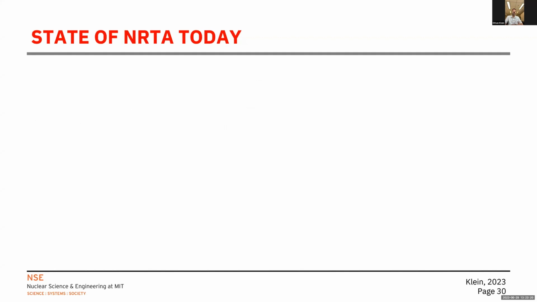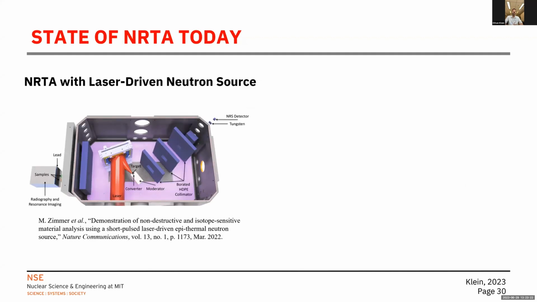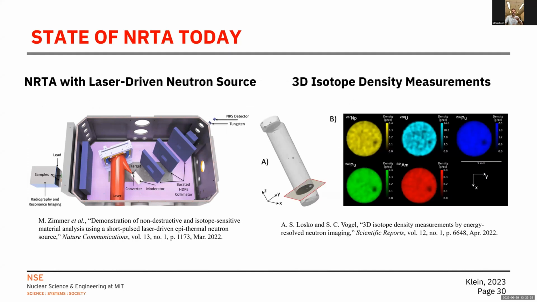So what's the state of it today? Well, there's a bunch of cool different folks working on these techniques. There are folks doing it with laser-driven neutron sources, which lets you get very, very short neutron pulses and very, very high resolution. Also have folks who are doing this high precision 3D density measurements, where they're able to get these kind of slices, very, very thin spatially resolved slices of individual isotopes within small targets here, nuclear fuel.